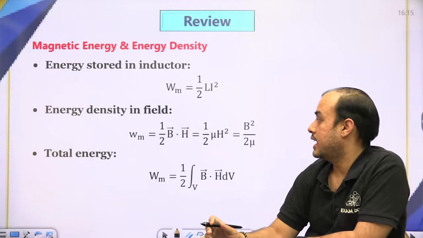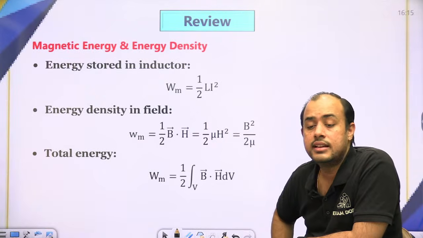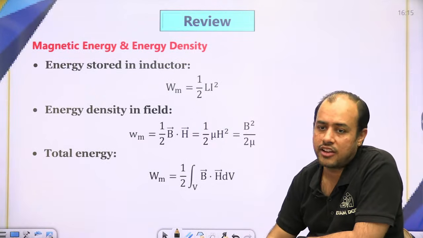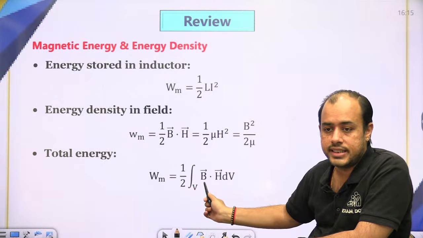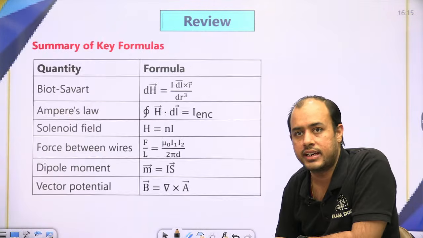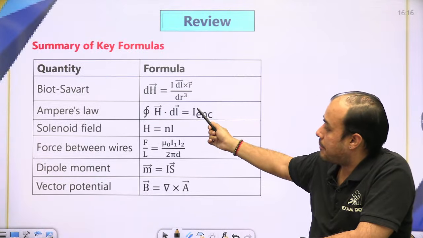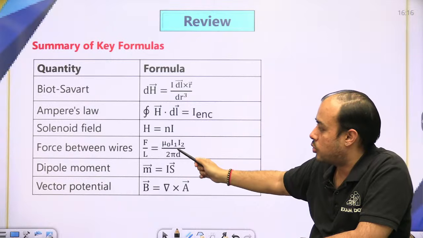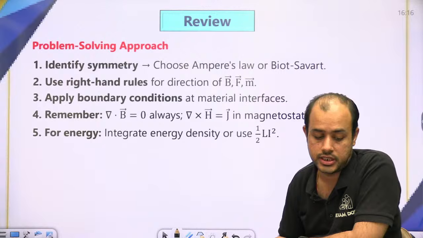चलिए. Then we saw the energy in a magnetic field, half Li square. Energy density was half B dot H, which is B square by 2 mu. So total energy is the volume integration of energy density. So we saw Biot-Savart law, Ampere law, solenoid field, force between wire, dipole moment, vector potential.